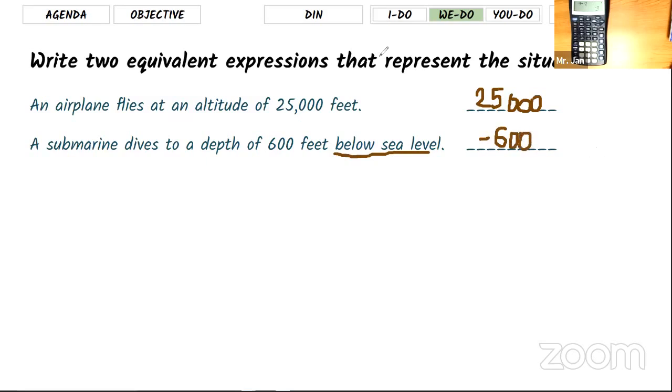Okay. And the last one is challenging. Let's see who can get this one. What is the difference in their elevation? One is high, one is low. Okay, so what do you think the difference is? Subtracting these two numbers or adding these two?